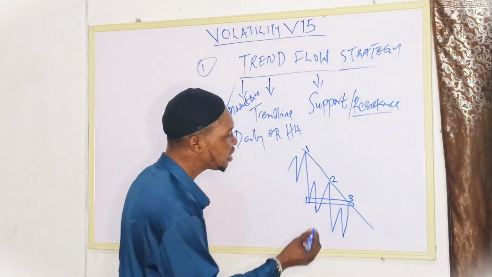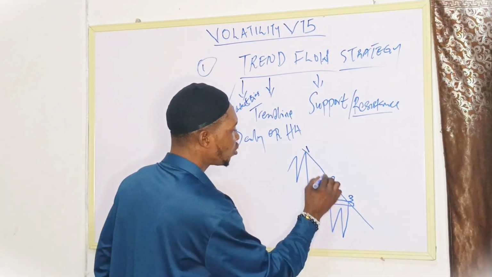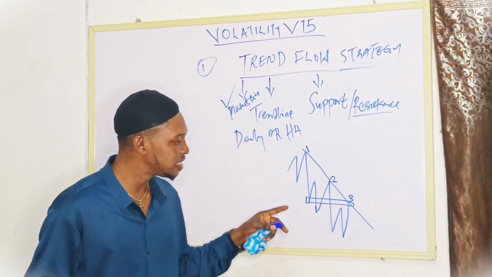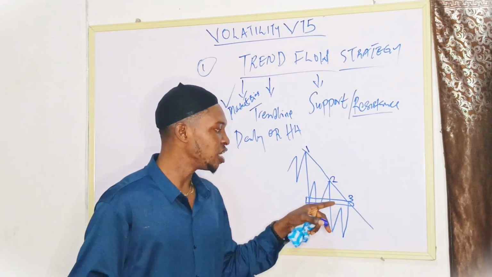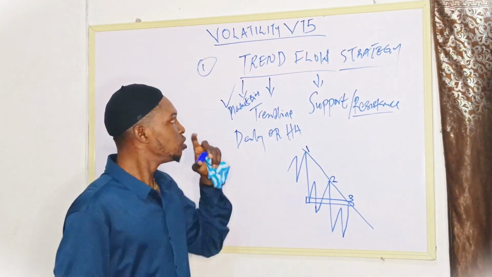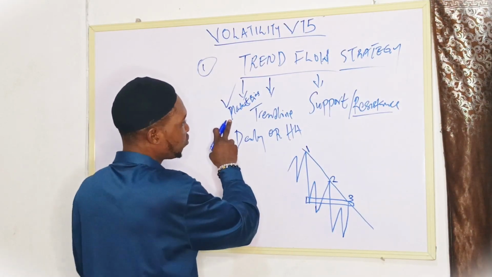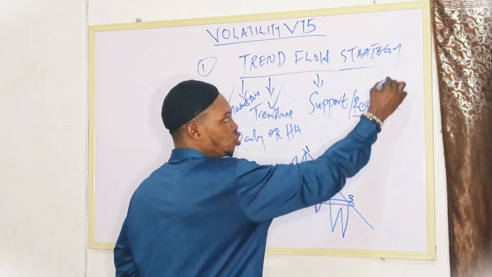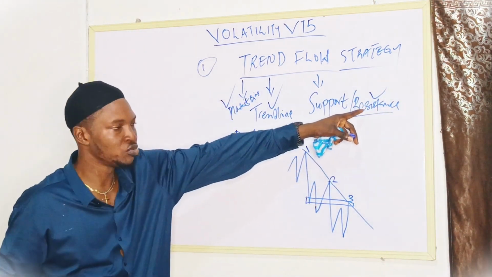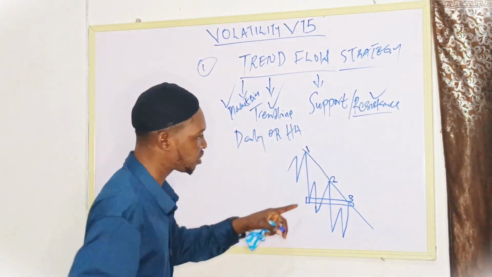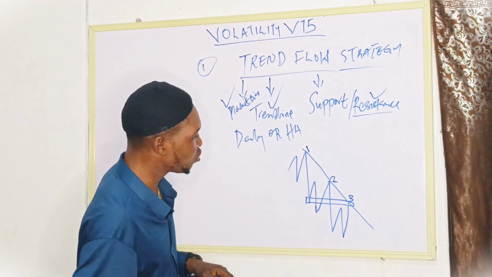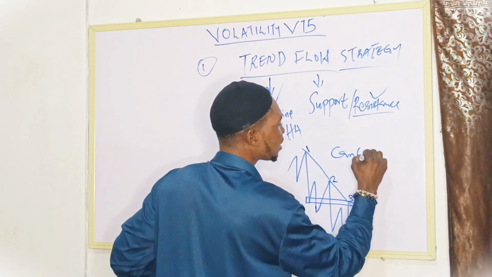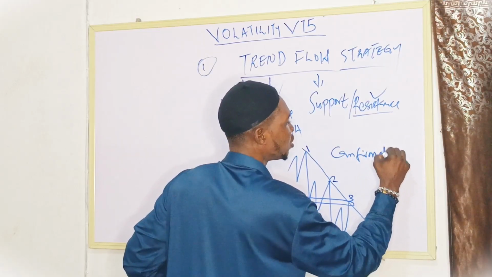Okay, now you can see that you have your first touch, your second touch, and your third touch. Now your third touch is in alignment with a resistance zone. So now you have your market bias, which is bearish. You'll be able to spot a valid trend line. Now you'll be able to spot your resistance, because we are looking out for a sell. Now, what else are you waiting for? You want to see candle confirmation. That is the last one before making your entry.